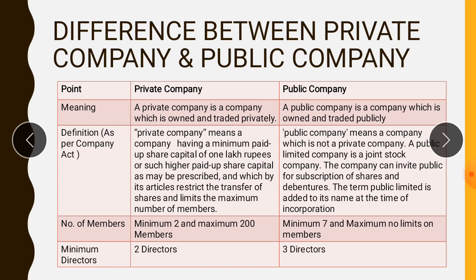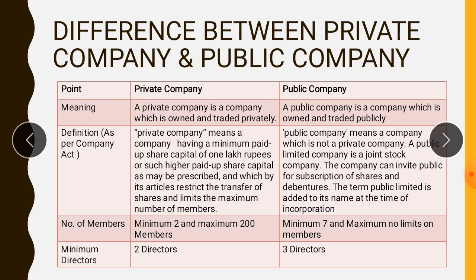While writing the answer, you have to create three columns. First one will be for point, second private company, and third public company. So number one, meaning. So private company is a company which is owned and traded privately, while public company is a company which is owned and traded publicly.